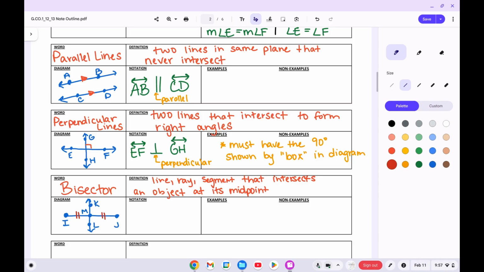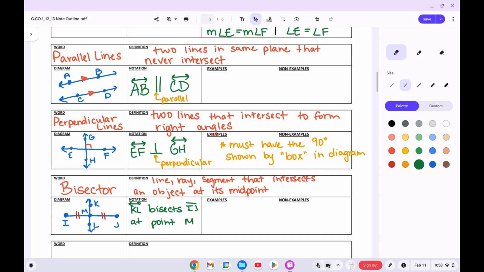So you might have something like this in your picture, and what they're trying to tell you here is that line KL bisects that segment IJ at point M. So KL is that line that's going up and down. It intersects that segment IJ, because that one doesn't have the arrows on the ends there, right at M.